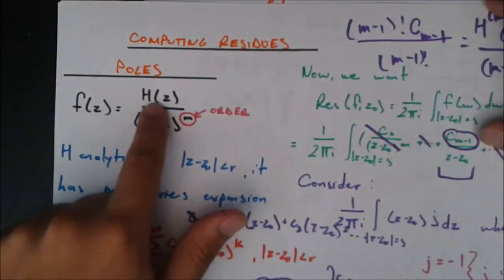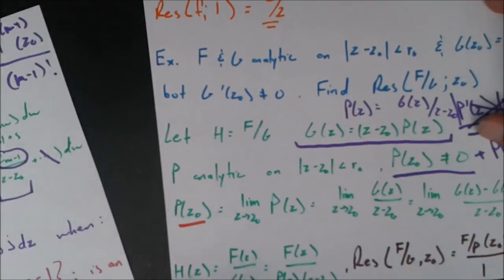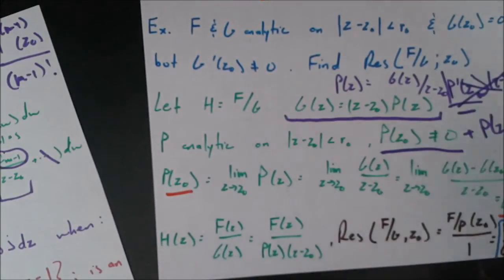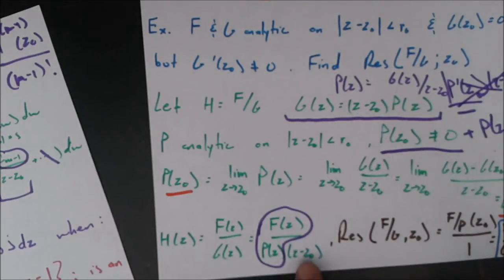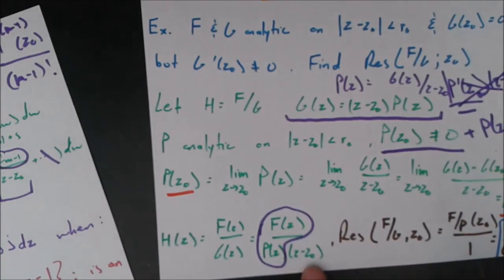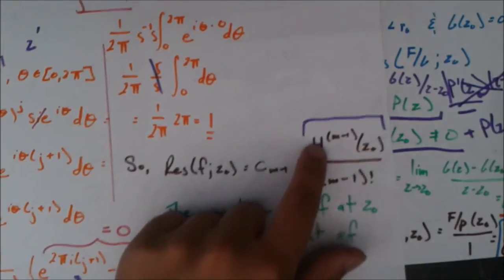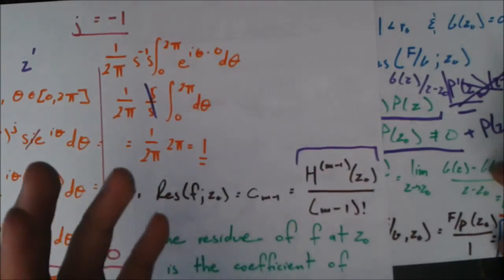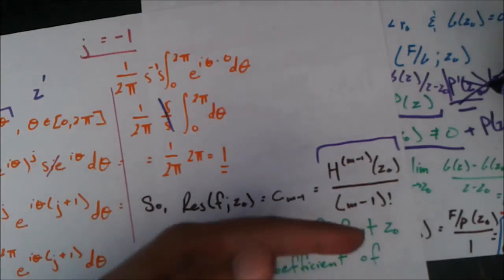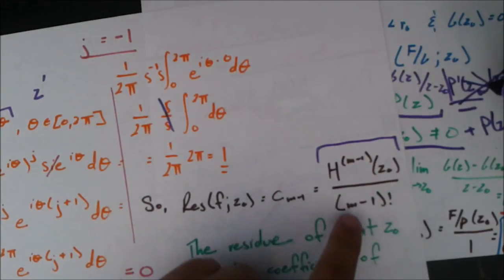And h is defined as what? H is the numerator of this f as f of z. So in this case, the h of z, what's the numerator here? The numerator is going to be this whole part right here. It's going to be f over p, and the denominator is going to be the part that's z minus z naught to the power of something. In this case, it's going to be the power of -1. So using this formula right here, we want the m minus first derivative, and in this case, what is m? Since this is to the power of -1, m is just 1, so we want the 0th derivative, or the actual function. So we want the value of the function at z naught over m minus 1 factorial.